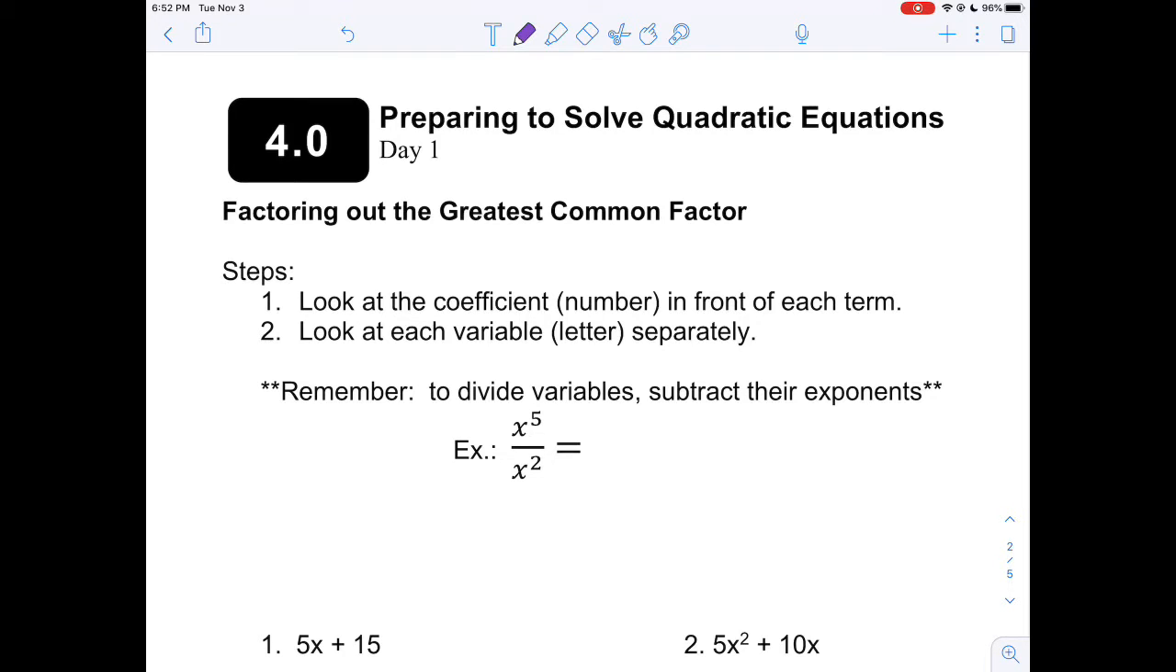Everyone, today we're going to start talking about some things that we need to review from Algebra 1 as we prepare to learn to solve quadratic equations. The first thing that we want to talk about is factoring out a greatest common factor.